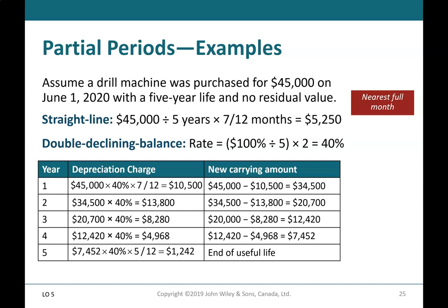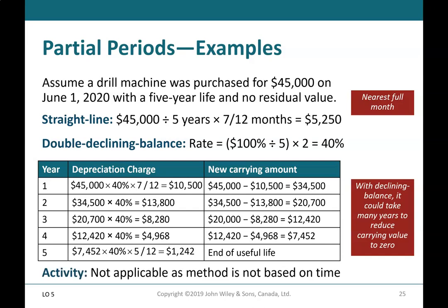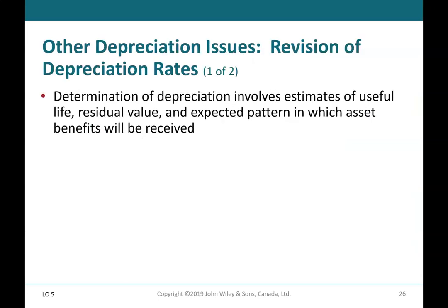And then the new carrying amount will be the $45,000 minus the $10,500, and it will be $34,500. And then you do that until the end of year 5, and then in year 5, you're going to recognize the remainder, which is 5 out of 12. With declining balance, it could take many years to reduce carrying value to 0. Activity. Not applicable as method is not based on time.